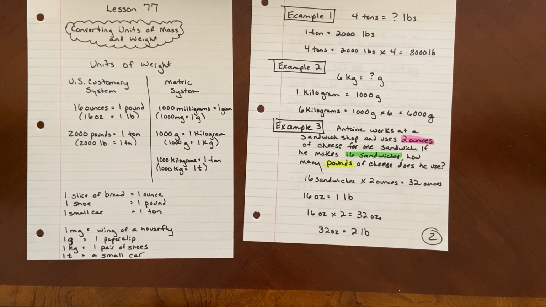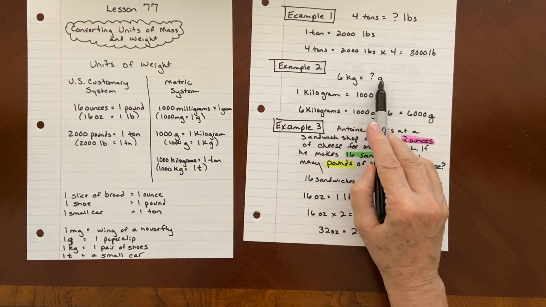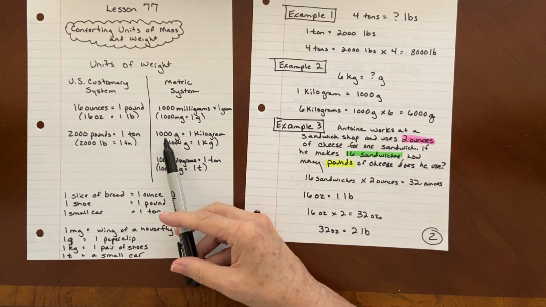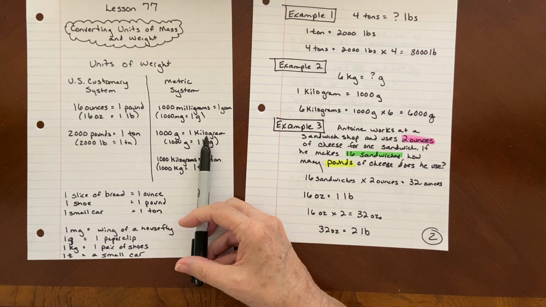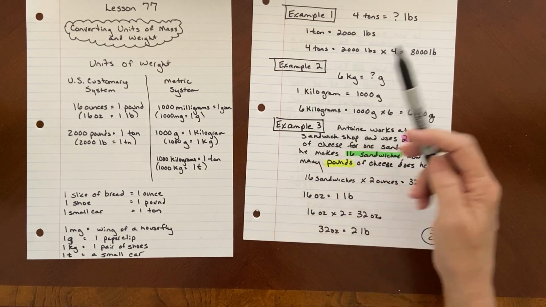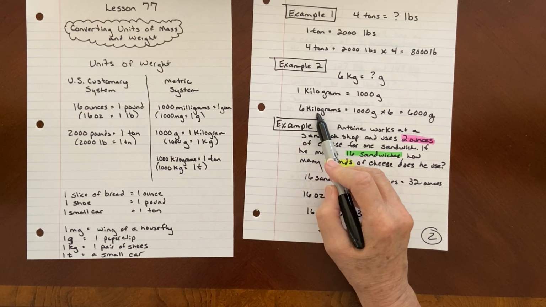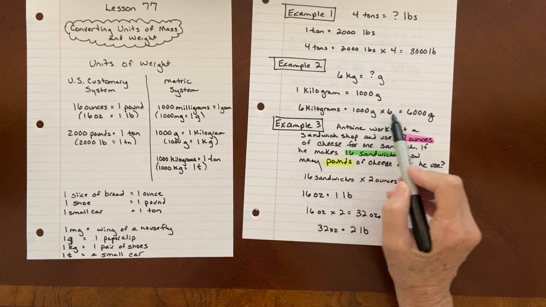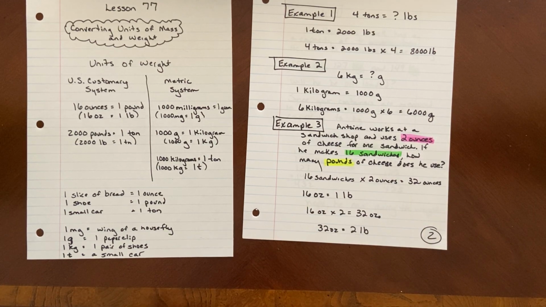All right, example 2 says Boyd's watermelon had a mass of 6 kilograms. The mass of the watermelon was how many grams? So 6 kilograms equals how many grams? Let's come over here and look at my chart, and I know that 1,000 grams is 1 kilogram. So 1 kilogram is 1,000 grams. So if I multiply that times 6 to get 6 kilograms, I get 6,000 grams.